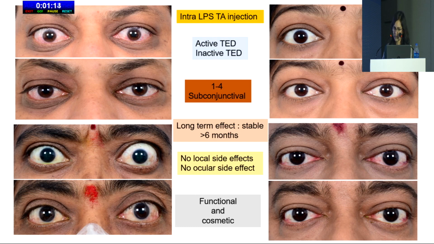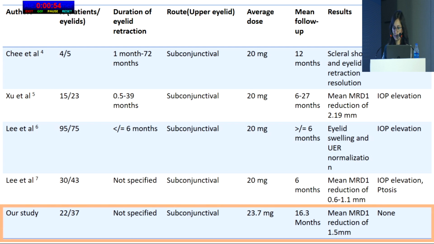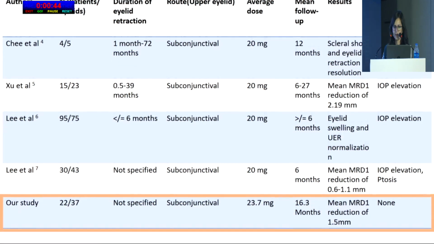1 to 4 injections were utilized. It has a long-term effect. The cases were stable for more than 6 months of follow-up. There were no local or ocular side effects that we could find, and it could be very effectively used even as a functional benefit or for a cosmetic benefit. A handful of studies exist in literature, none from our country. So this is the first study which proves that it can be used. Interestingly, in our case series, inactive thyroid disease patients were more. Also, we did not have any ocular or local side effects.